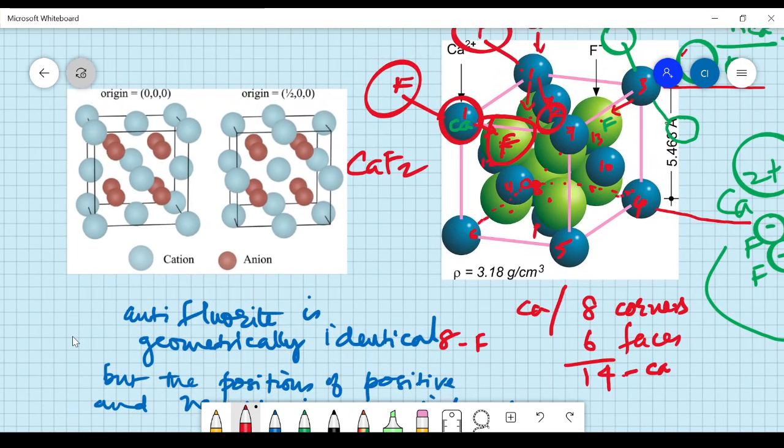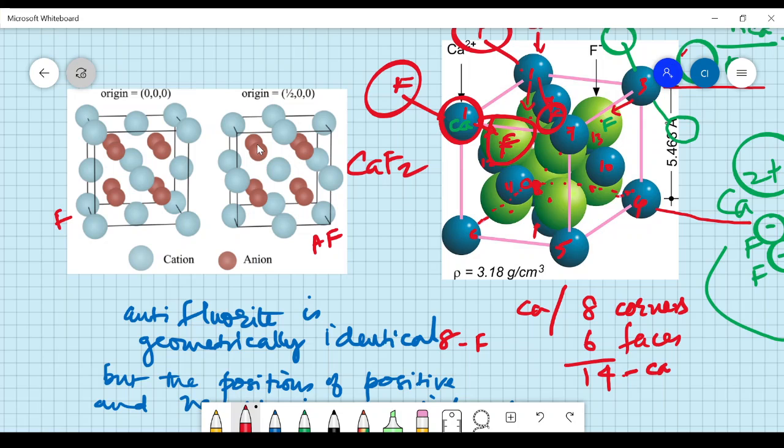You can see that. So what has happened here? This is the fluoride structure. This is the anti-fluoride structure. So you can see that the sizes are the same, and the positions are different.